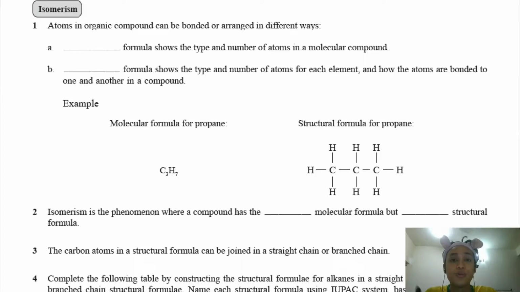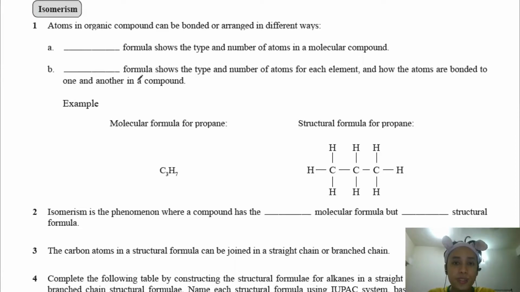Because not only do you need to draw, you must name the structural formula. So if you don't know naming, this part will be slightly difficult for you, right? So make sure that you already completed the namings of alkane and alkene first, alright? Make sure you understand how to name.